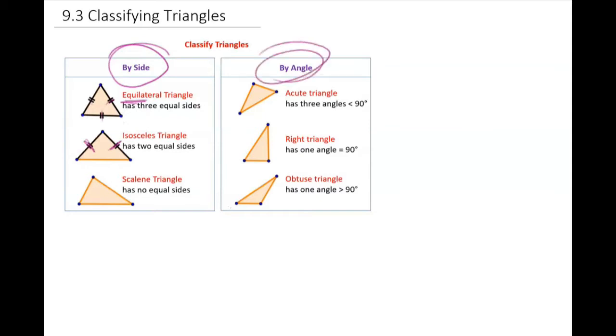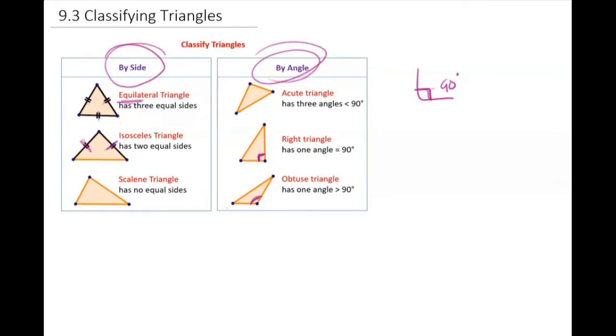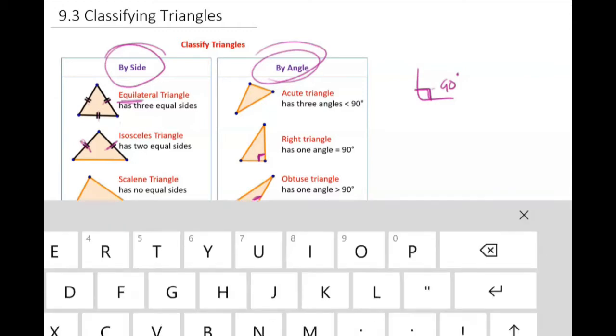But then we also classify by angles. So if all of the angles are less than 90 degrees, remember that a 90-degree angle looks like this. This is 90 degrees. So if we're less than that, then those are going to be acute triangles. If you can see a right angle or what appears to be a right angle in the triangle, that would be a right triangle. And then if you have one angle that is larger than 90 degrees, that's considered an obtuse triangle.